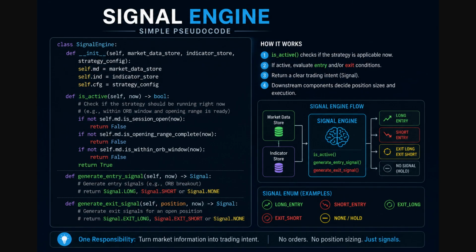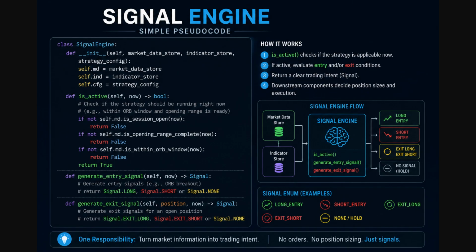Looking further ahead, this configuration doesn't even have to come from a file. We could build a dashboard that communicates directly with the trading bot, allowing us to adjust strategy parameters without changing a single line of code. That's something we might explore in a future episode.